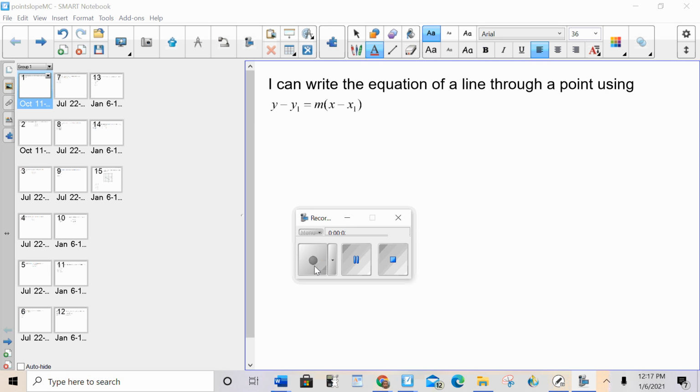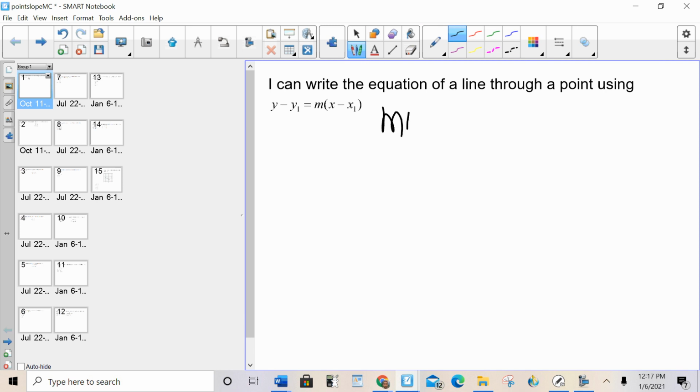Hello, everybody. This should be a relatively short lesson because it builds on what we did in the previous lesson. Just add in here, this is multiple choice. But I can write the equation of a line through a point using y minus y1 equals m times x minus x1. It's the same lesson that we just did. It's just going to add that there's multiple choice in. Doesn't make it any harder. It's mainly just a practice day. So let's watch our videos first.